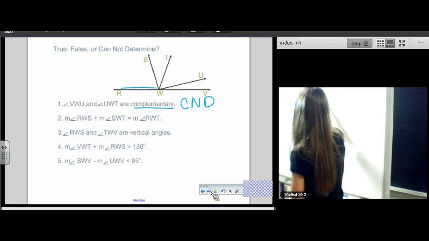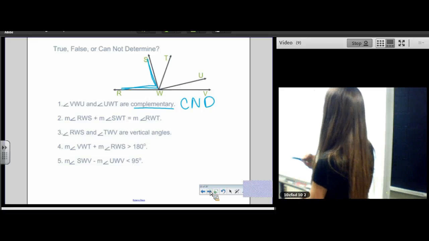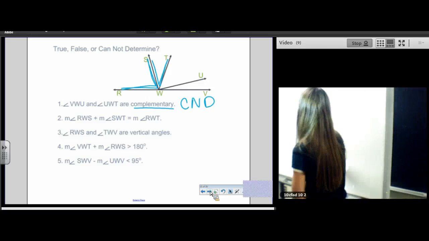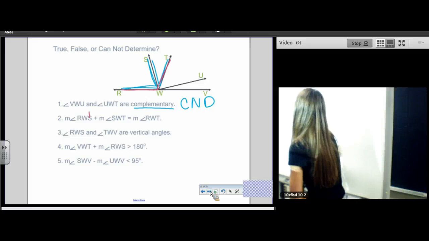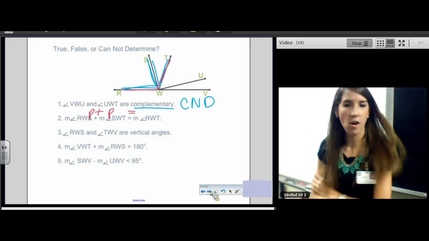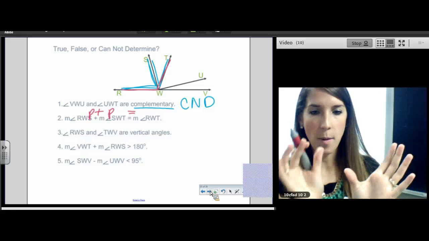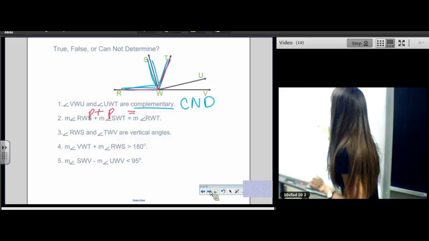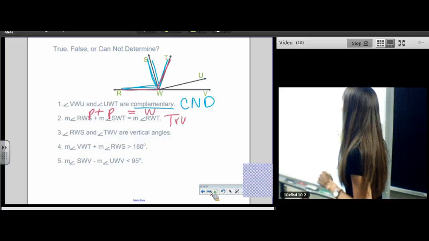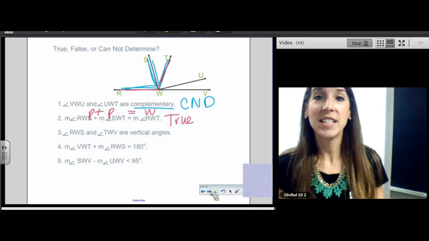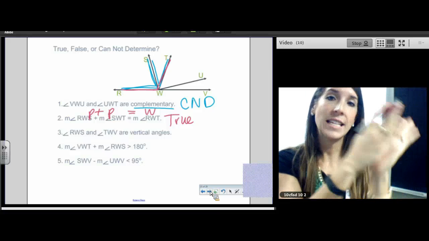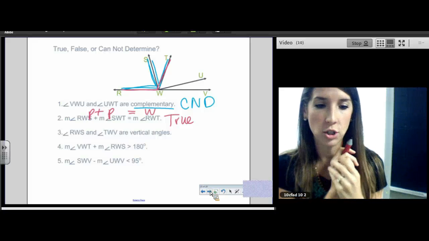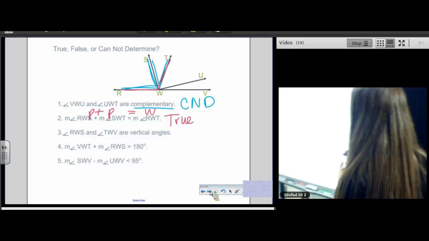RWS and SWT equals RWT. Part plus part equals, is that the whole? Did I name the part and then the part and then the whole? Did I do it correctly? Yes. So on this one, we don't care if it's drawn to scale. This has nothing to do with the scale. This has to do with if this angle is adjacent to this angle, then together they form the whole angle. So that one's true. Next one.